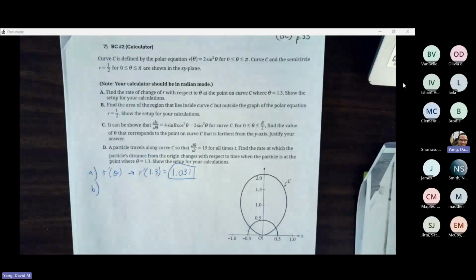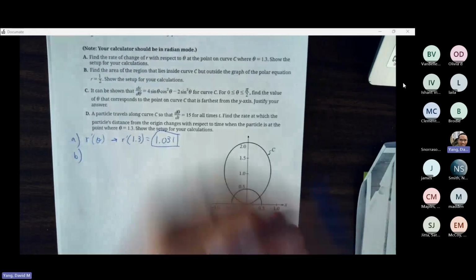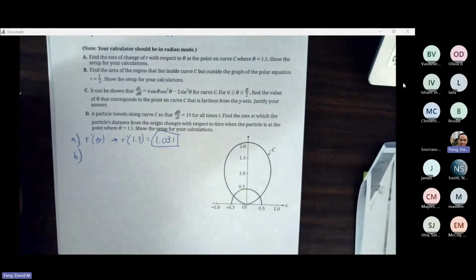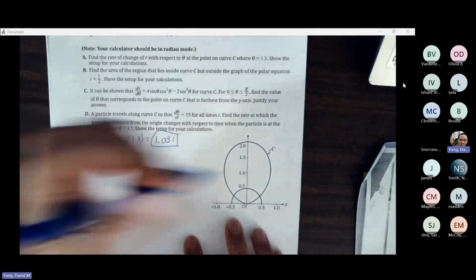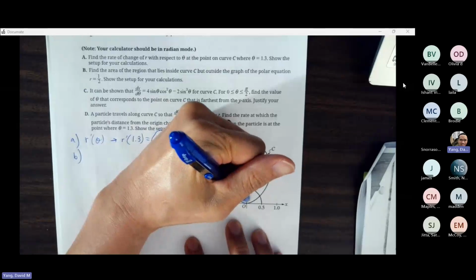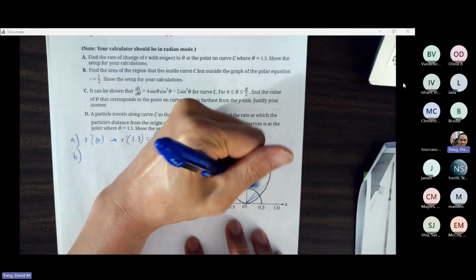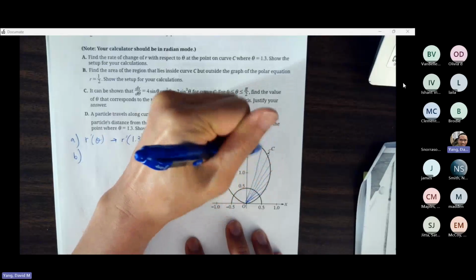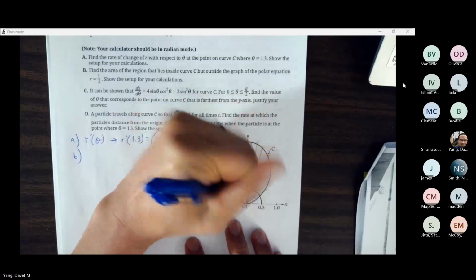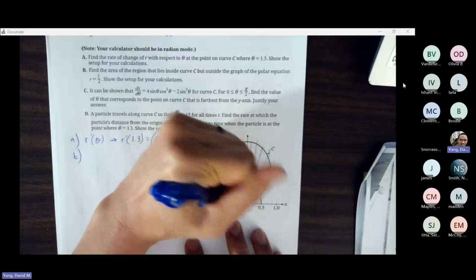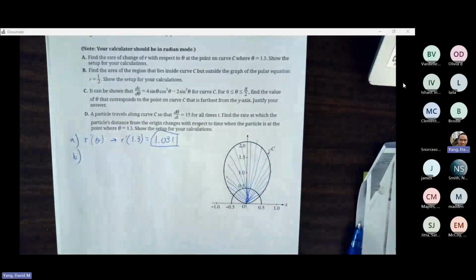Find the area of the region that lies inside curve C, but outside the graph of polar region r equals 1/2. Show the setup. So we basically want to do this, right? We want to remember with polar area, we're accumulating these sector regions, these pizza wedges, but we first have to accumulate more than what we need, and then we can subtract out the parts that we don't want.